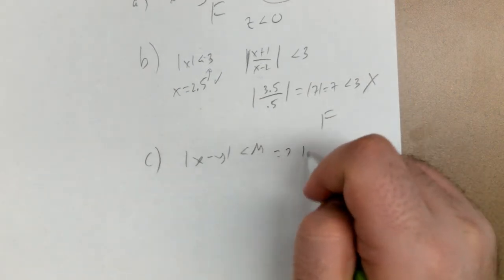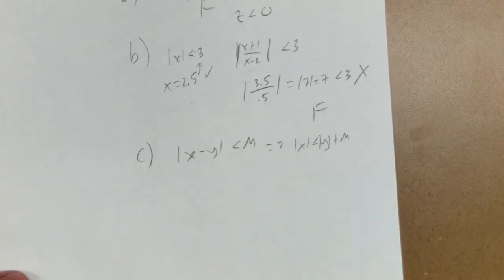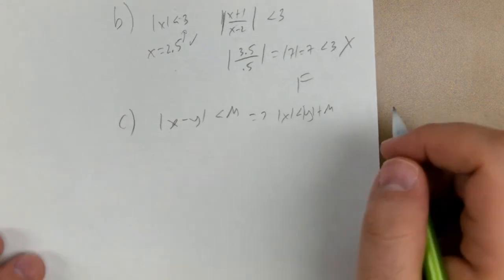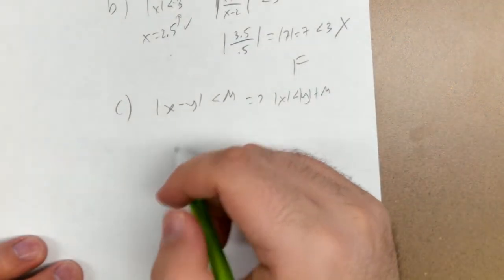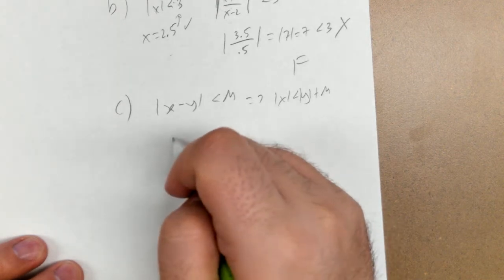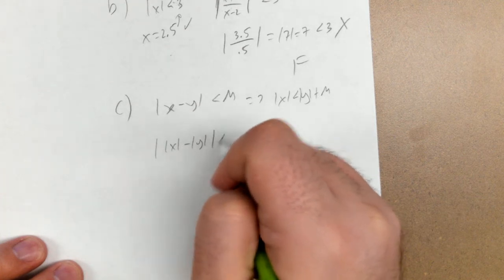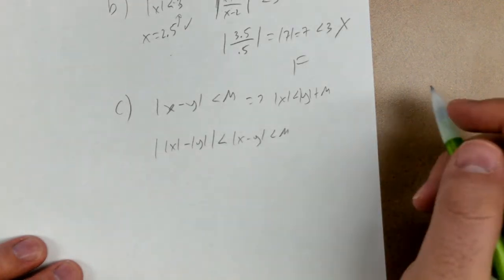Then the last one says if x minus y is less than m, then that implies that x is less than y plus m. There are two ways to do this. In the notes, the PowerPoint, we go over the reverse triangle inequality, so we'll do that first, and then we'll also talk about maybe a simpler geometric way to think about it. So the reverse triangle inequality says that this is less than or equal to the absolute value of x minus y, which is less than m.